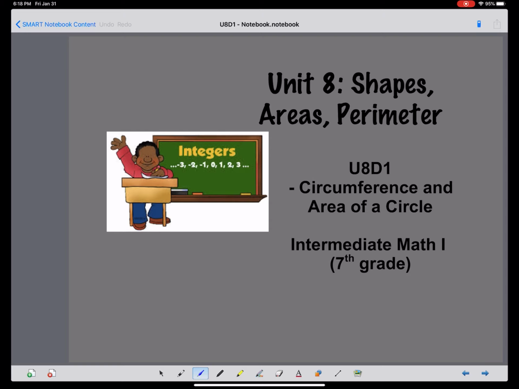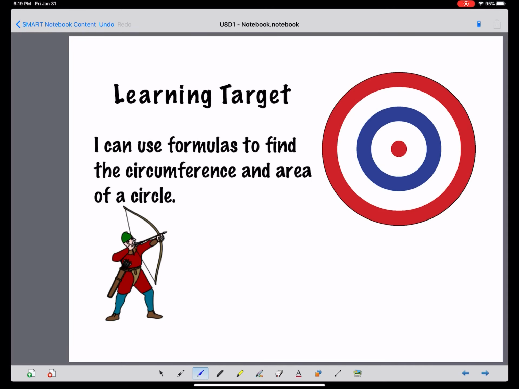It's up to you. All right, so this is Unit 8, a brand new unit on shapes, area, and perimeter. And today is finding the circumference and area of a circle. So here's our learning target. I can use formulas, this is really important, to find the circumference and area of a circle.